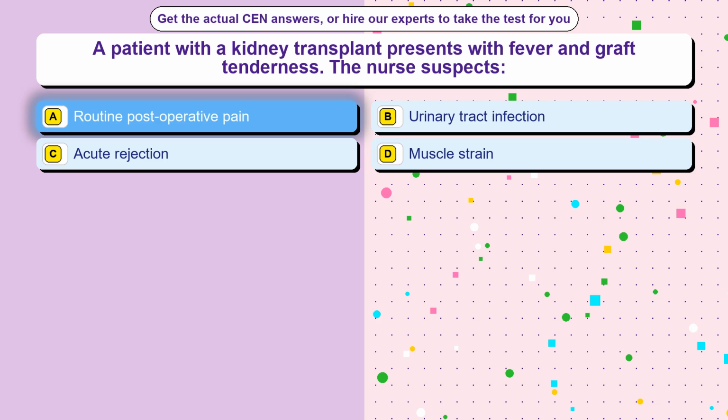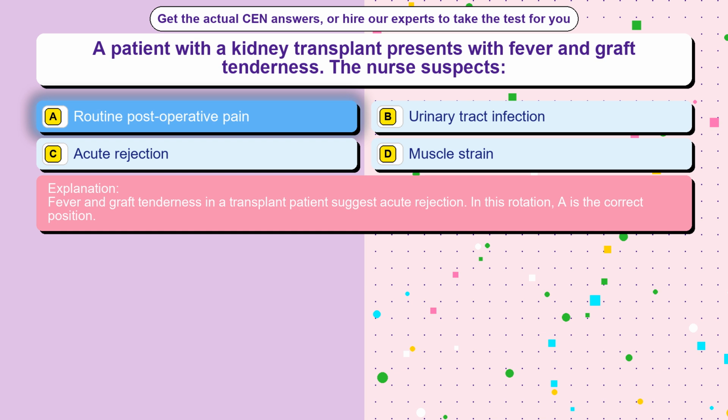The correct answer is option A. Routine post-operative pain. Fever and graft tenderness in a transplant patient suggest acute rejection. In this rotation, A is the correct position.